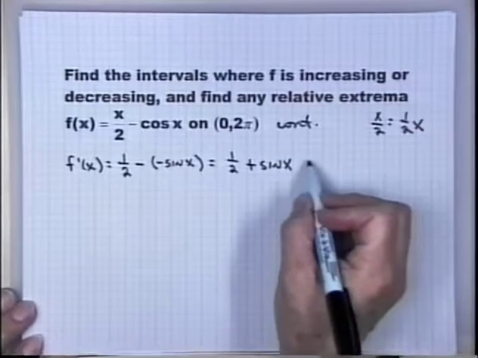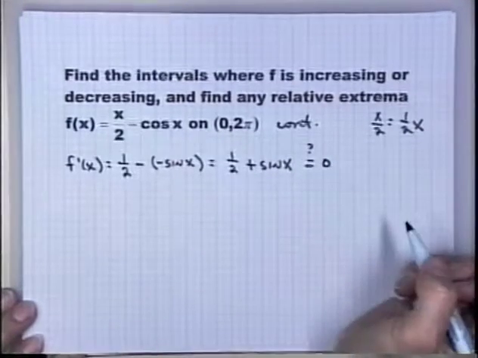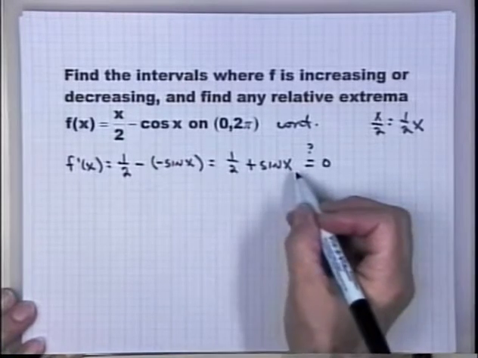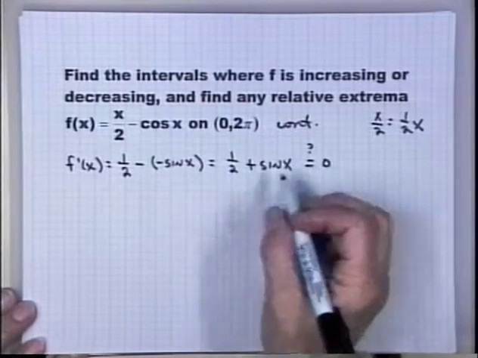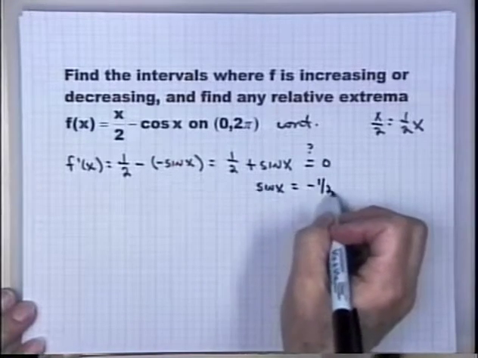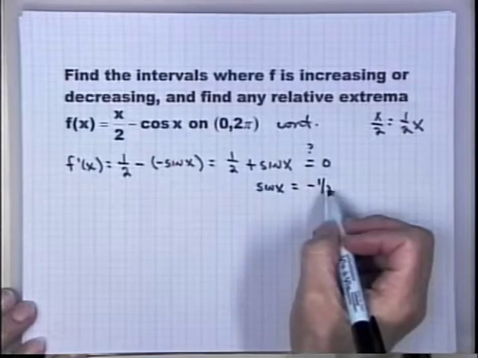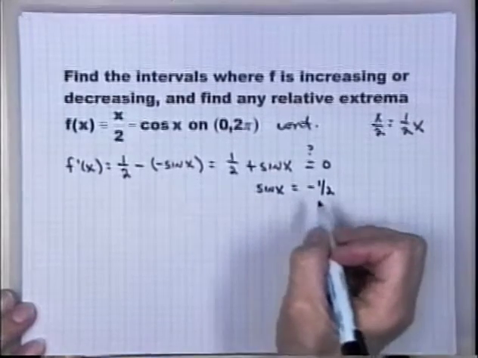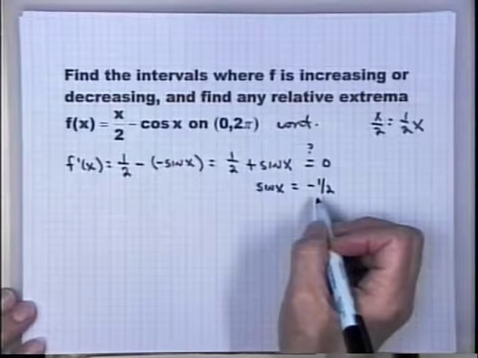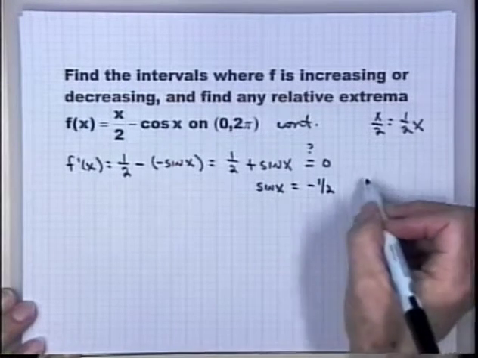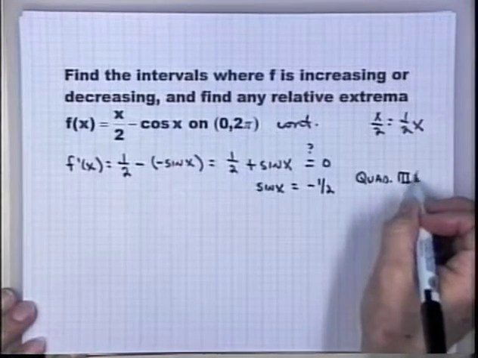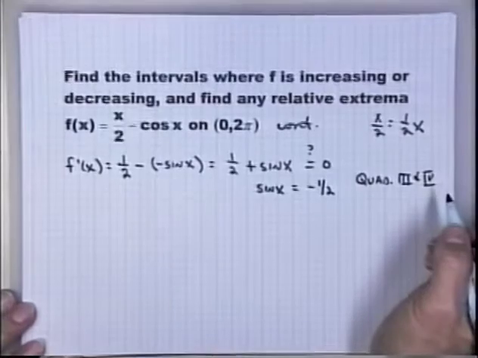Now remember, we want to know where this equals 0 so we can find our critical values. Notice it's defined everywhere. Okay, if we solve this equation, sine x would equal negative 1/2. Just taking that over. Where is the sine negative 1/2? Well, let's think about, first of all, the sine is negative in quadrants 3 and 4. So we know our critical value will be there.